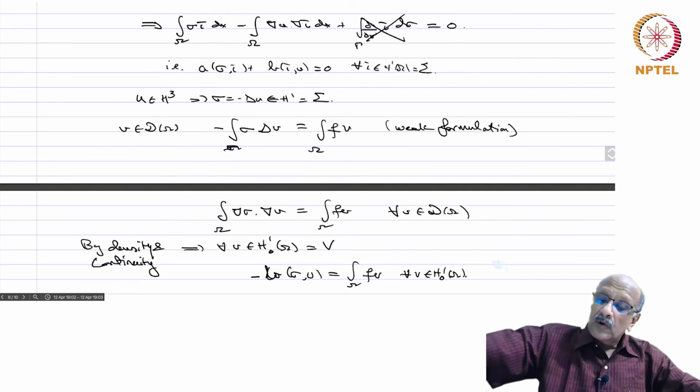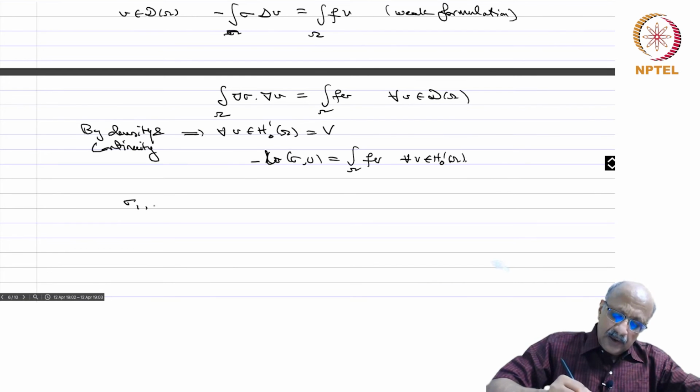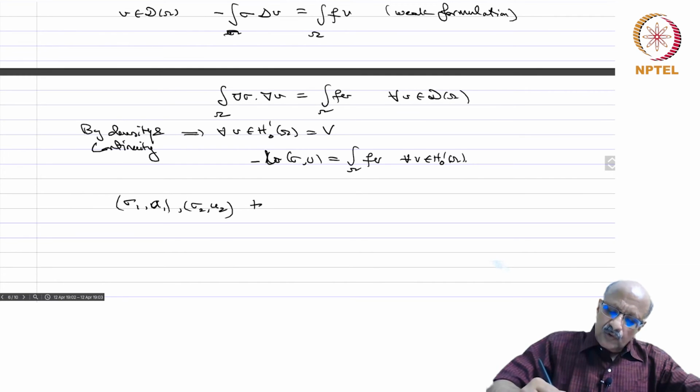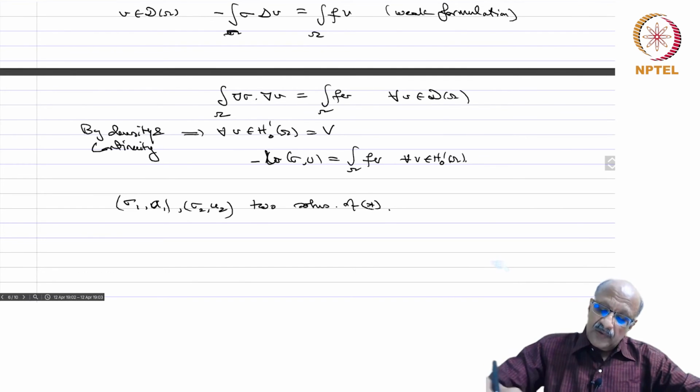Okay, so now we want to show that the solution whenever it exists is unique. So if sigma 1, u1, and sigma 2, u2 are two solutions of star, then what does this mean?